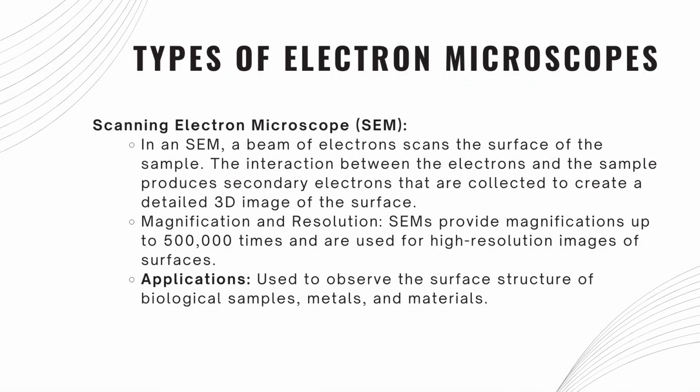Then we have scanning electron microscope (SEM). In an SEM, a beam of electrons scans the surface of the sample. The interaction between the electrons and the sample produces secondary electrons that are collected to create a detailed 3D image of the surface. SEMs provide magnifications up to 500,000 times and are used for high-resolution images of surfaces, and to observe the surface structure of biological samples, metals, and materials.